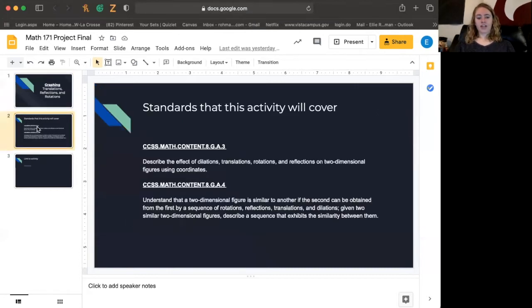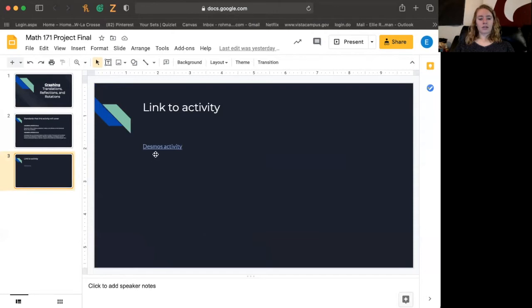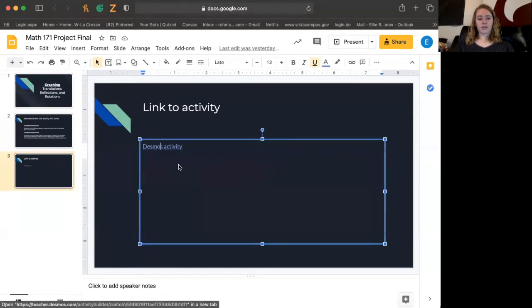Then the next one, I just talked about the standards. I know a lot of school districts like when you write down the objectives that your students are supposed to be working on for that day or week or month. And so here is my activity.